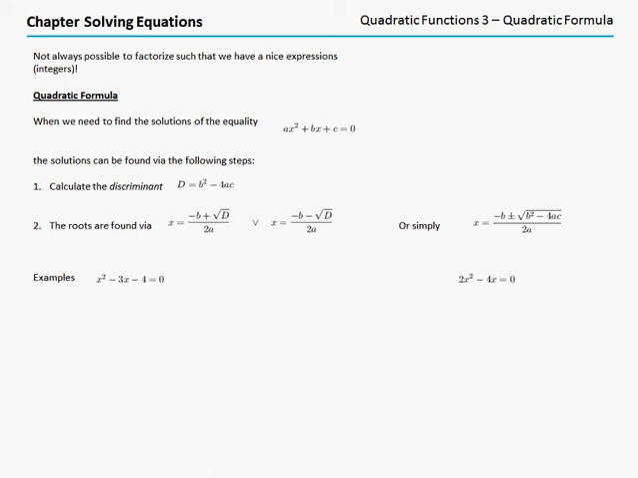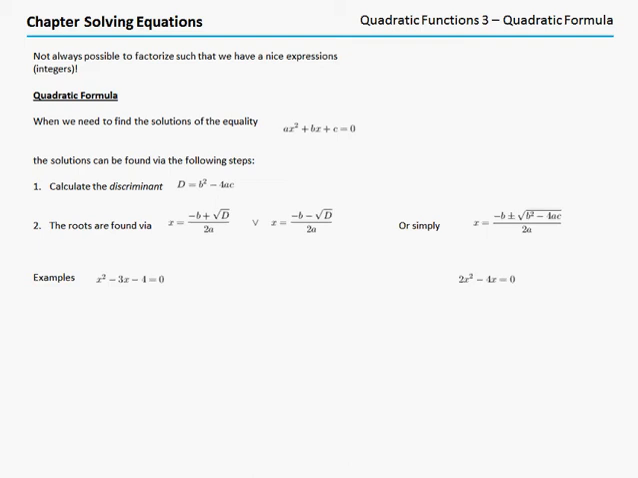In the previous video, we looked at a couple of examples of factorization. Unfortunately, it's not always easy to factorize, and that you have nice expressions with integers. Sometimes it's more difficult, and in cases like that, we have a formula to help us. It's called the quadratic formula.